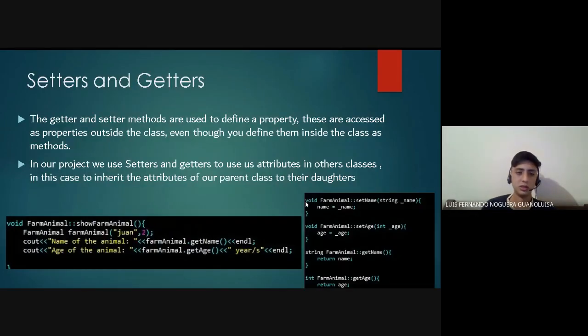Setters and getters. The getters and setters methods are used to define a property. They are accessed as properties outside the class, even though you define them inside the class as methods. In our project, we use setters and getters to use attributes in other classes, in the case of inheriting the attributes of the parent class to their daughters.